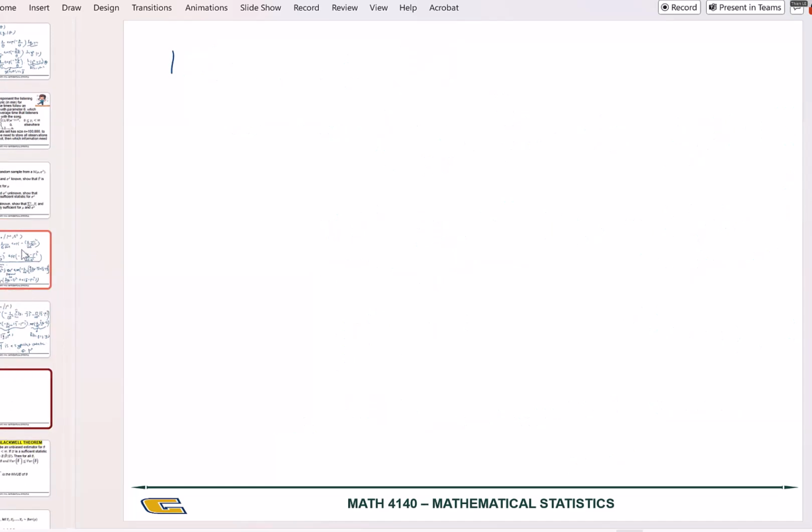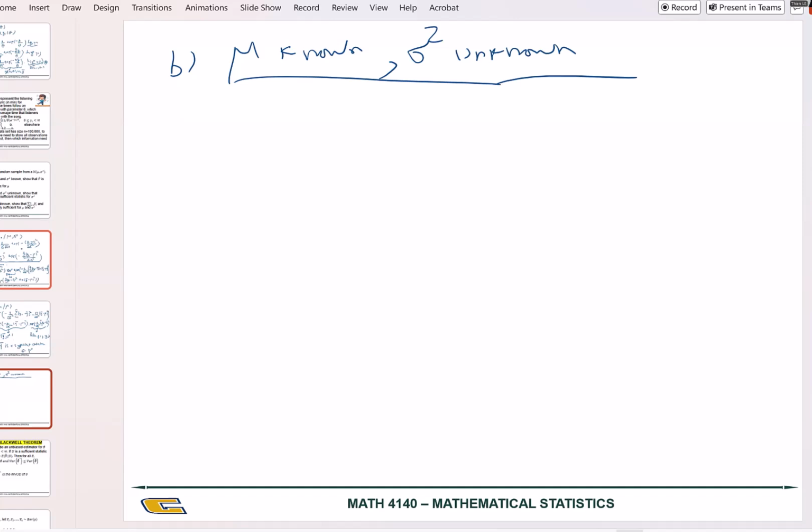So B here: mu known and sigma square unknown. The goal is to estimate sigma square. Again, you just write out the likelihood function. It's always like that. It's a very important function, because in some sense it tells you how likely you are to observe such data.